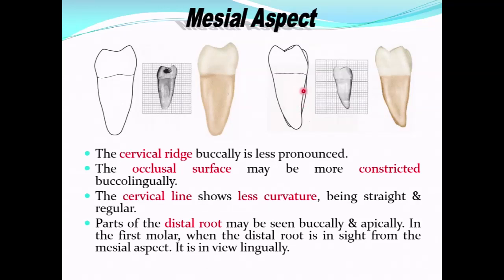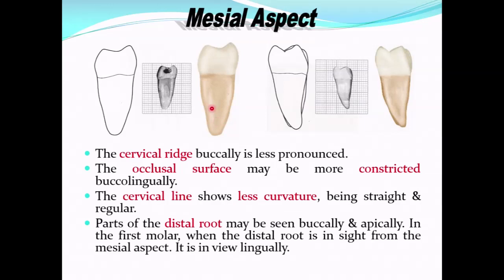Part of the distal root could be seen, of course, buccally, meaning this is buccal, this is lingual. Part of the distal root could be seen from the buccal, and part of the apex apically. While this is not found in the mandibular first molar, I could see nothing. But if it has happened, if part of the distal root appears, it will appear lingually here.